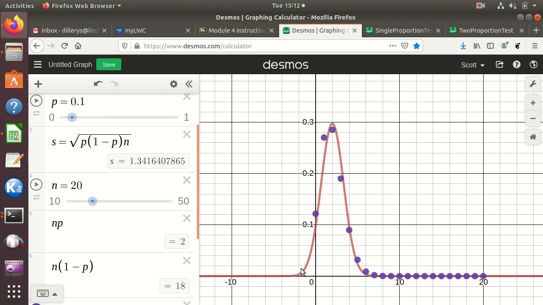So that's why we would like to have values of n times p and n times 1 minus p, the expected number of successes, to usually be at least 5, the expected number of failures to usually be at least 5, and n being at least 20.